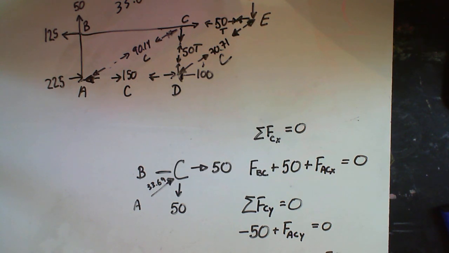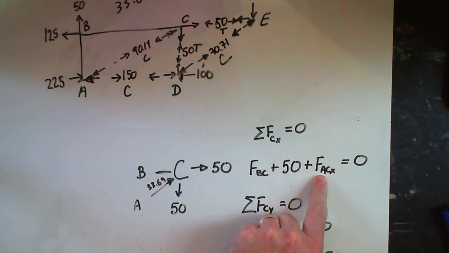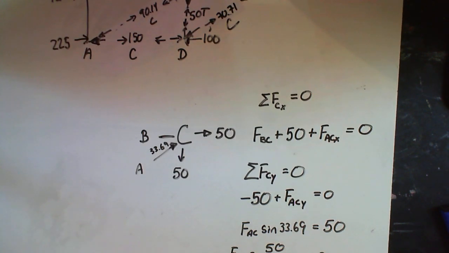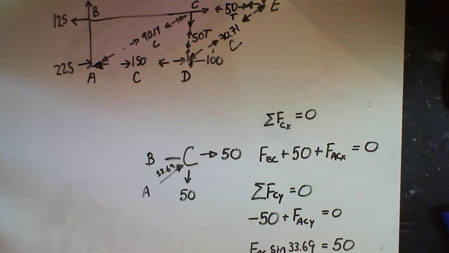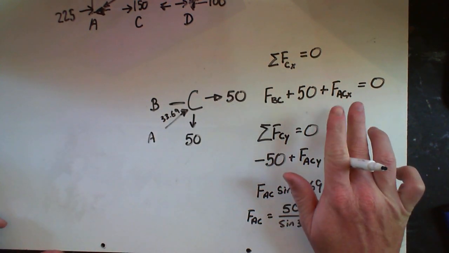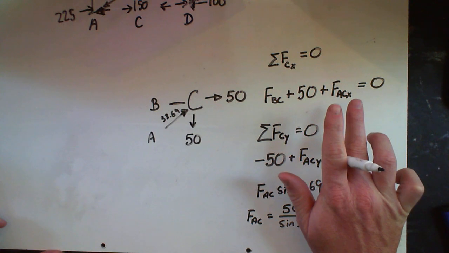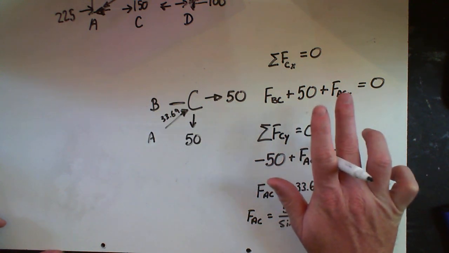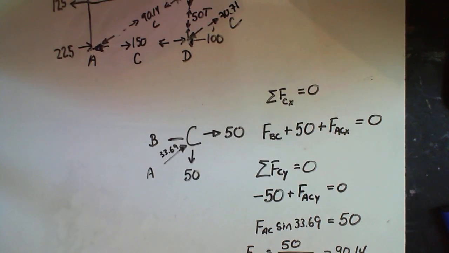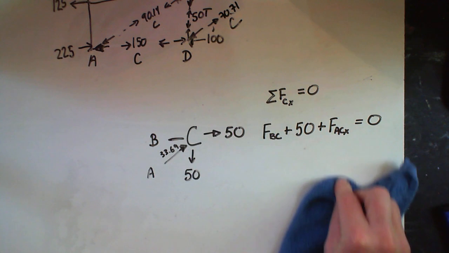Now that we have F of AC, we can come back into here and replace that value in. So we're going to erase the y part. Now that we have that F of AC of 90.14 as our overall F of AC, we can use that with the cosine to solve and calculate for F of BC now. So let's go ahead and do that.